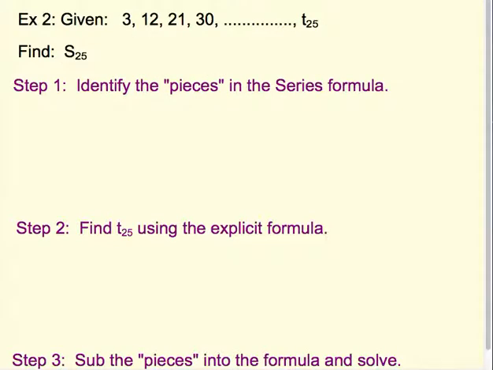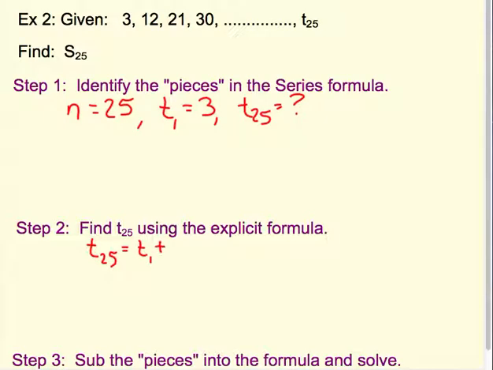Our second example, we're being asked to find the sum of the first 25 terms, but we don't know what the 25th term is. So when we're identifying our pieces, n is 25, t sub 1 is 3, and t sub 25 is unknown. So what we have to do is use the explicit formula to find the 25th term. So remember the explicit formula is t sub 1 plus d times n minus 1.